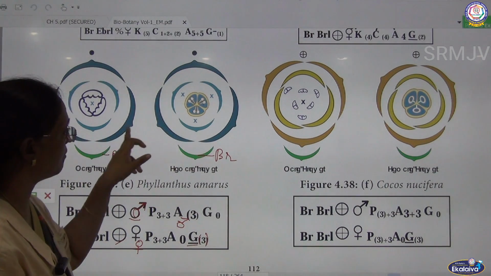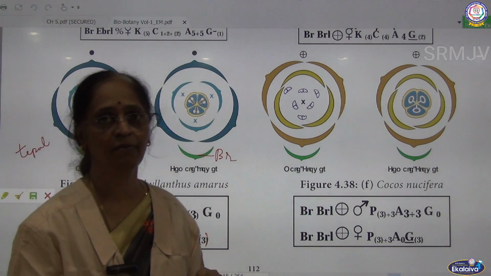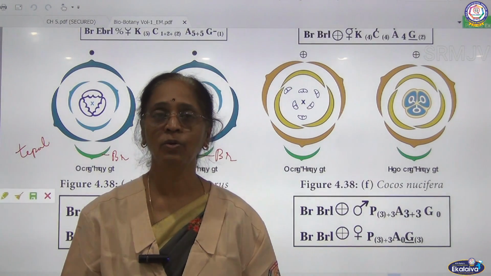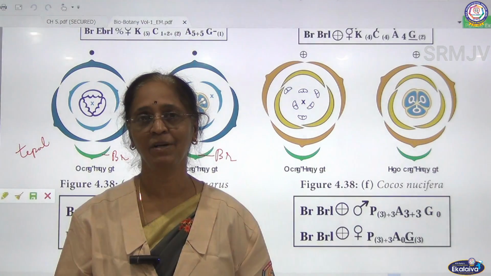So this is the unisexual flower, that is, the staminate flower and the pistillate flower. In the next class, we will study 2 different families with the floral diagram and floral formula.